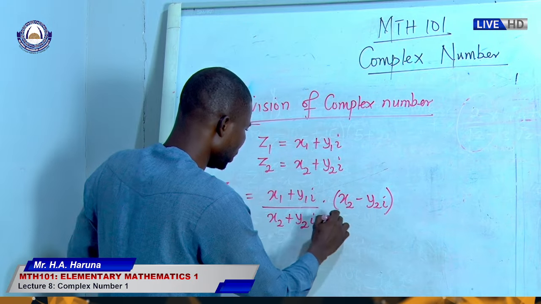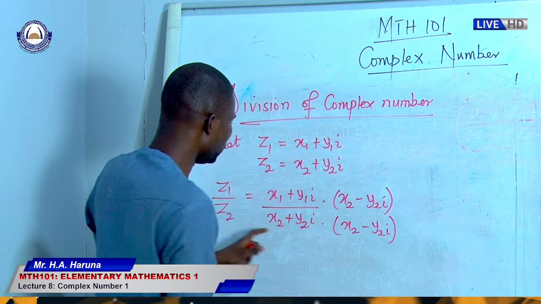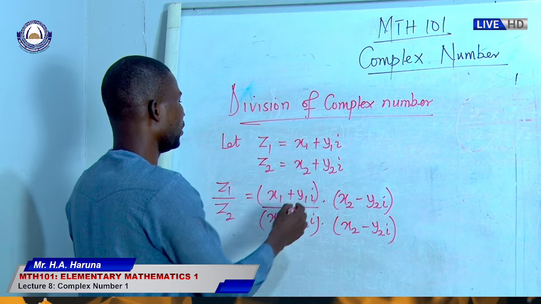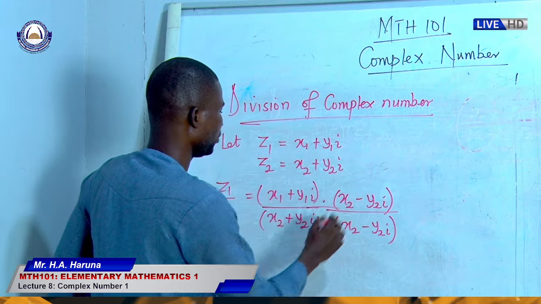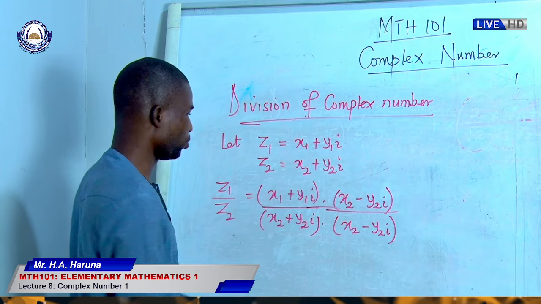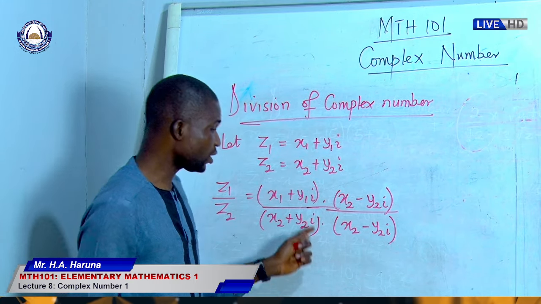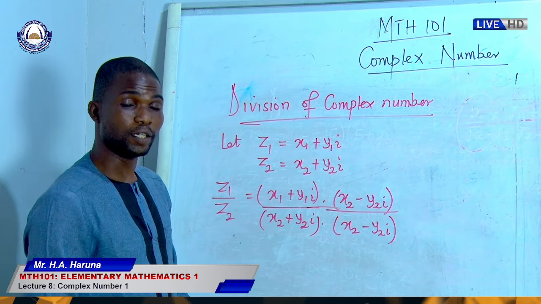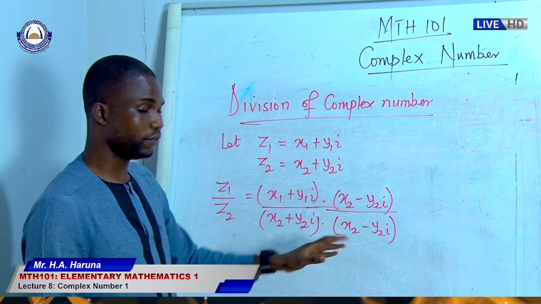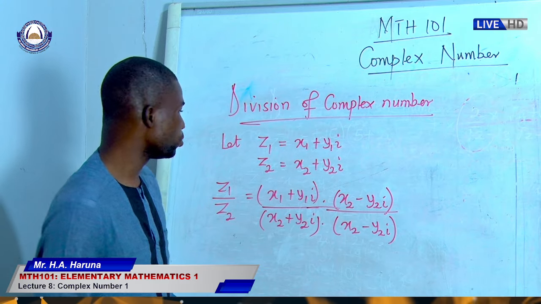and also the down part, the denominator, by x2 minus y2i. You know, the denominator multiplied by its conjugate, from our explanation of conjugates, when you multiply a complex number by its conjugate, it gives us a real number. So it will eliminate the complex part of the denominator. Let me repeat that. When you multiply a complex number by its conjugate, it gives you a real number. So when you multiply this, you have a real number at the denominator, which eliminates the complex number at the denominator, which is what we want to achieve.